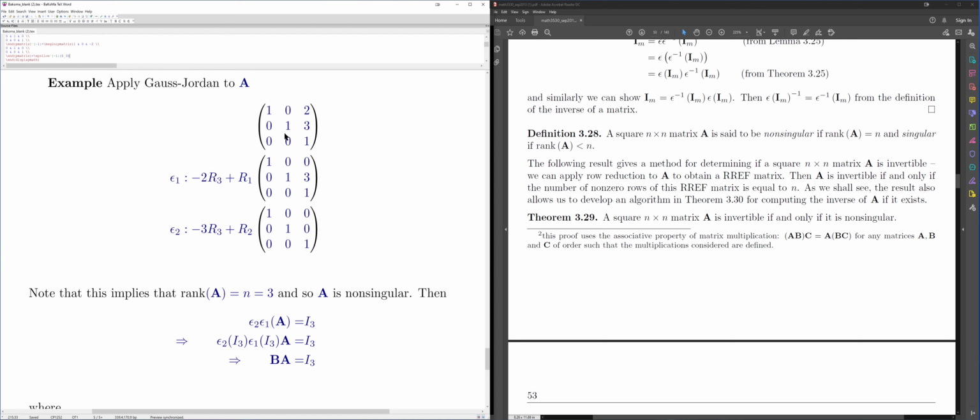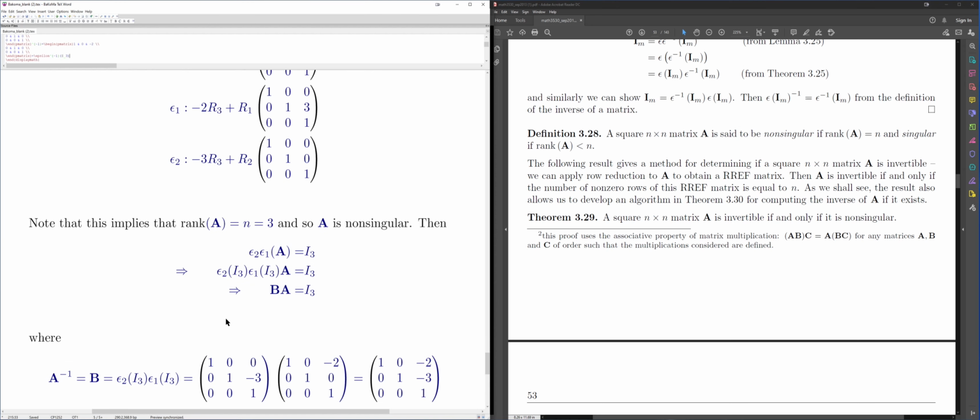So what that means is that given my original matrix A, I apply row operations to it, and in this case I apply two row operations, and I end up with an identity matrix. So I have my matrix A, and when I apply these two row operations, epsilon 1 and epsilon 2, I get the identity matrix. So A, apply first row operation epsilon 1, then apply second row operation epsilon 2, would give me the identity matrix.